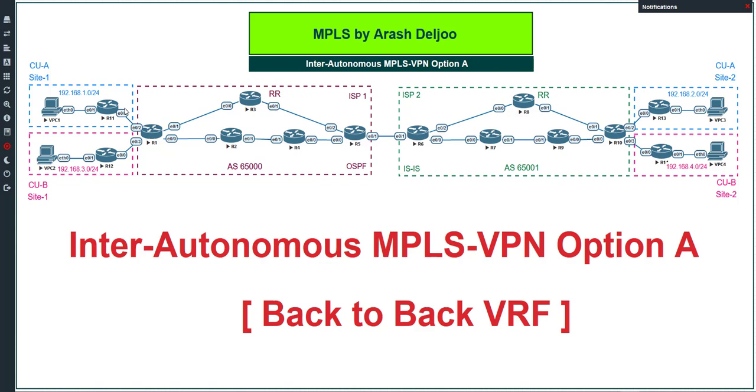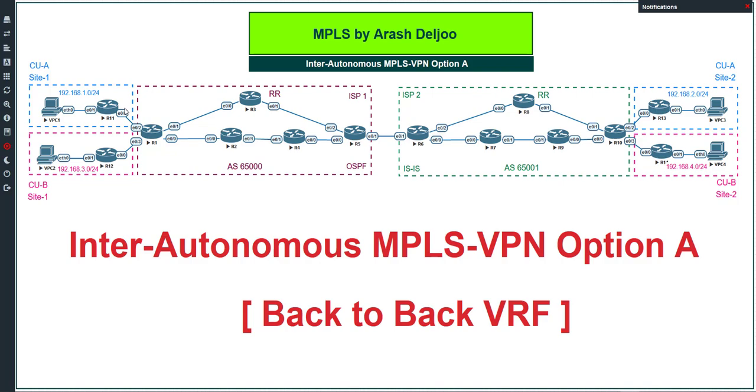This is the first video from the series of the inter-autonomous MPLS VPN. We have a famous concept in the MPLS VPN. We call it inter-autonomous MPLS VPN, and we can solve the inter-autonomous MPLS VPN scenarios with some options, for example, option A, option B, option AB, or option C.